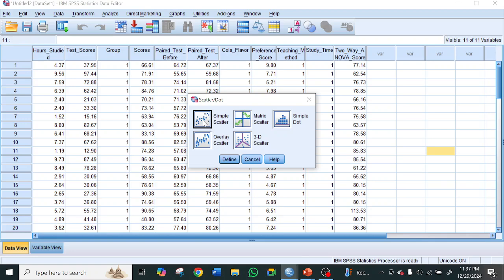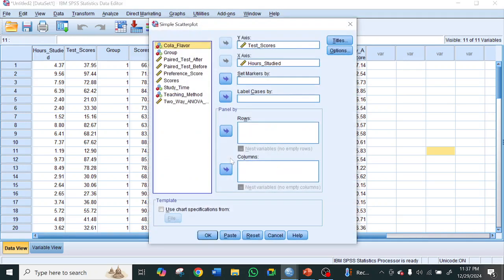So we select simple scatter, then we define. So yeah, we want to look at, okay, these are some of the things I've done. We want to look at what we need to do the scatter plot on. So we want to do for hours of study and test score. So I'll select my hours of study, I'll put it on y-axis. I'll select my test scores, I'll put it on x-axis.